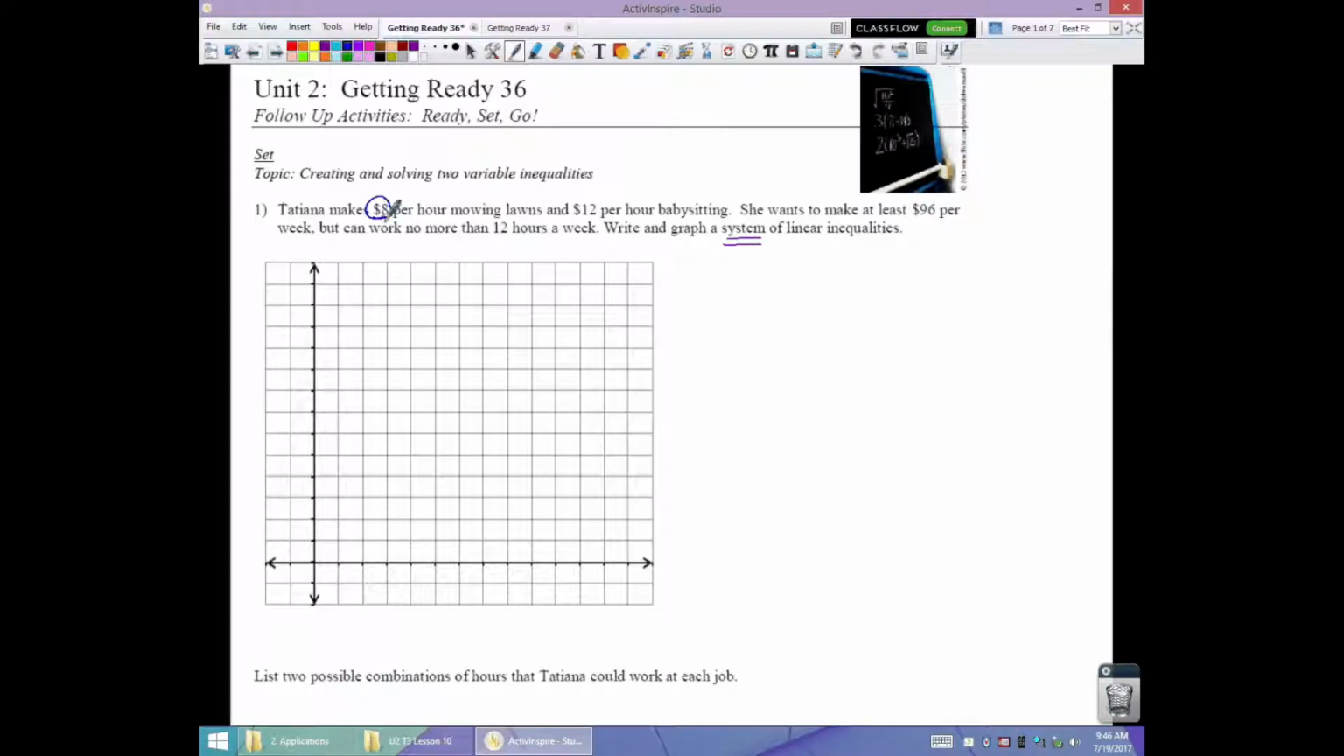Tatiana makes $8 mowing lawns, $12 babysitting, and she wants to make $96 total. But then we also have information about just how many hours she can work. So that's how we split up and make our two separate inequalities. One will be about money, and one will be just about hours. Okay, so we need let statements.